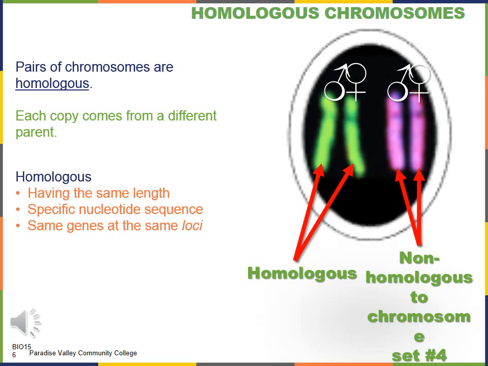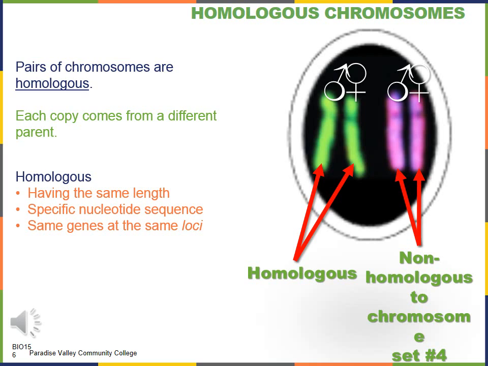And so we have 2 of each number because one comes from our mother and one comes from our father. So we always have 2. Okay? And that's in a normal, healthy human.